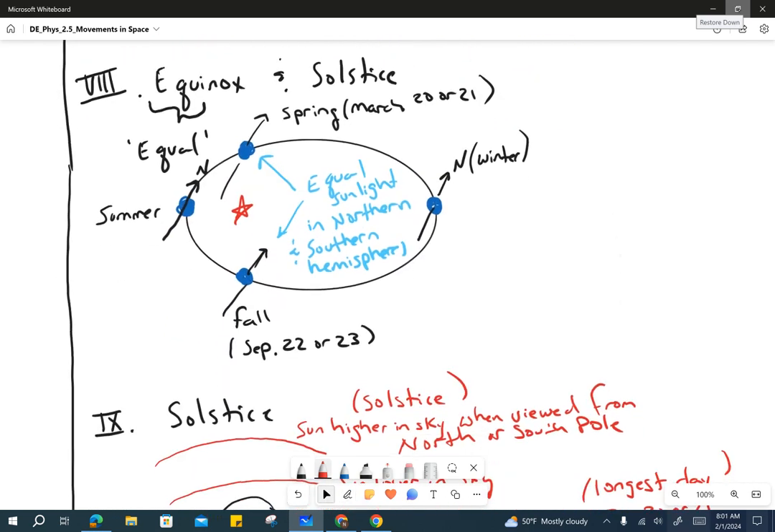Roman numeral 8, equinoxes and solstice. You know that when we're furthest away, in the northern hemisphere, that's our winter. And when we're closest to the sun, the northern hemisphere, that's where we're at, we experience our summer. Halfway between those points, when the sun is warming up both the northern and the southern hemispheres equally, we call those your equinox, meaning equal. You have a fall equinox when you're going from summer to winter, and you have a spring equinox when you're going from winter back to summer.